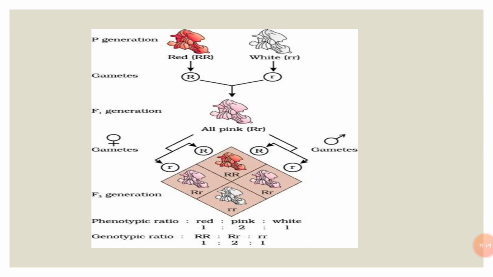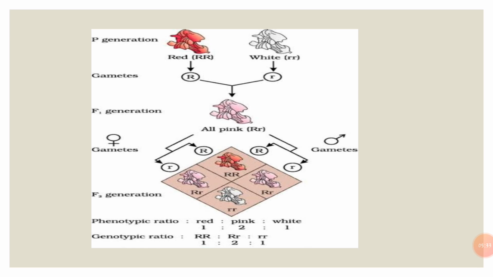So when we take the gametes, that is a capital R and small r, in the F1 generation we are going to get a heterozygous flower, that is capital R and small r. So this flower has the color pink, which is the character in between parent A and parent B. Now when this F1 generation is self crossed, the phenotypic ratio and the genotypic ratio are both the same.